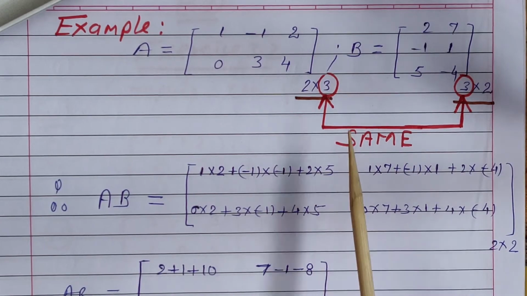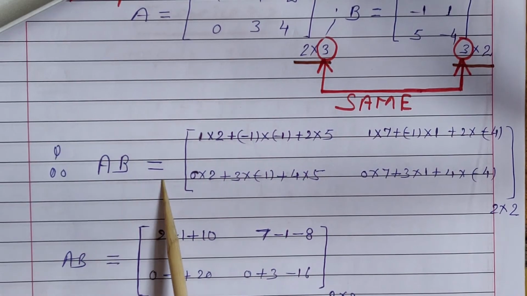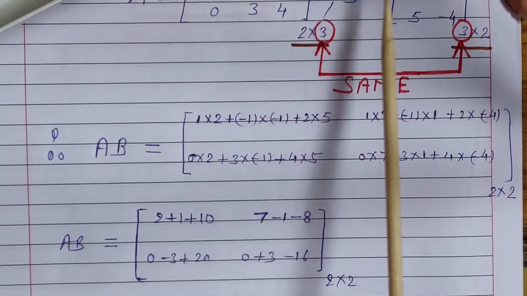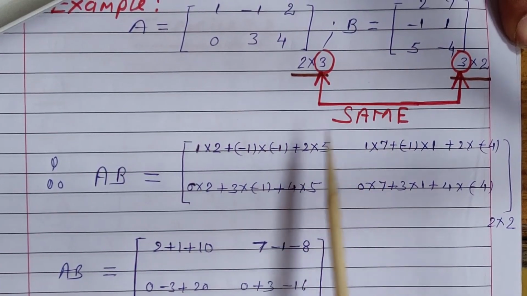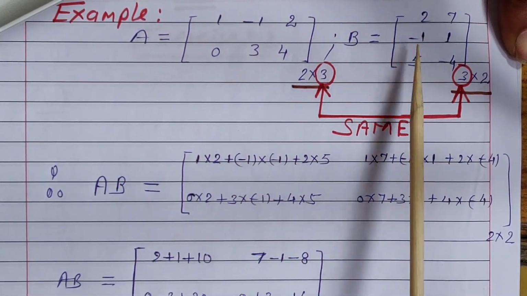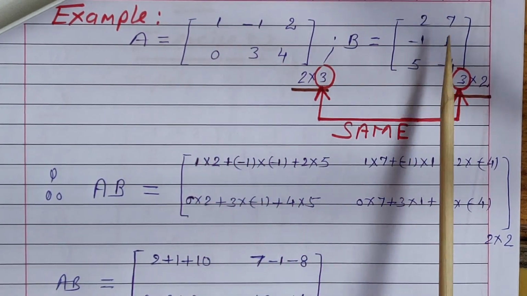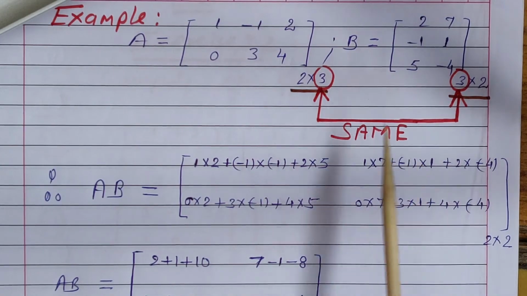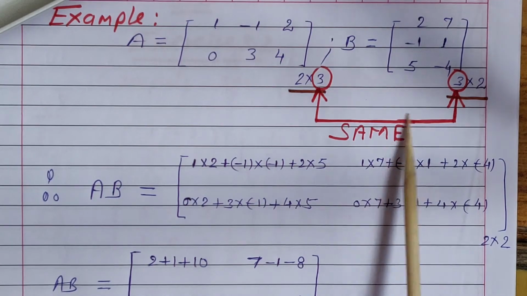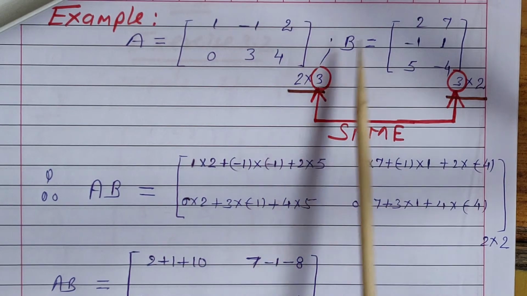See here. Now we are going to multiplication of these 2 matrices, which is AB equals to, first of all we have to multiply first row to first column, 1 by 1. See here, 1 into 2, minus 1 into minus 1, 2 into 5, again 1 into 7 plus minus 1 into 1 plus 2 into minus 4. Means row to column. We have to multiply by row to column.